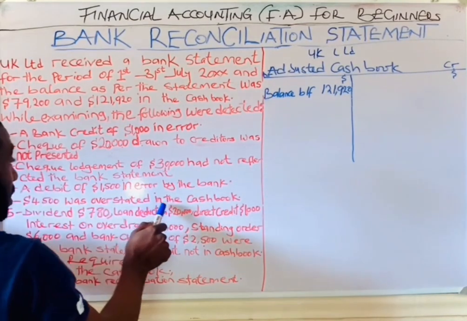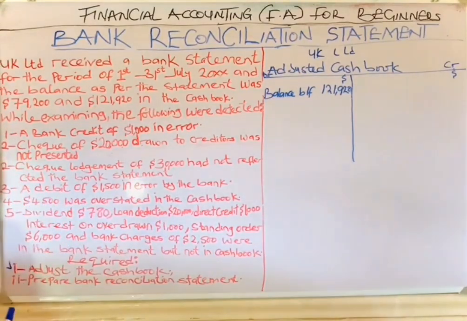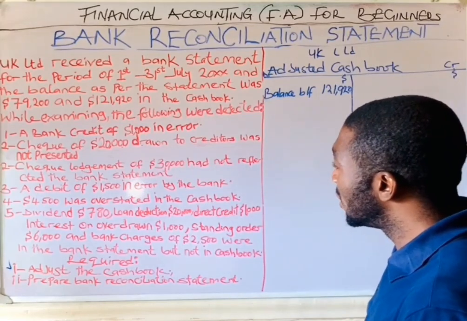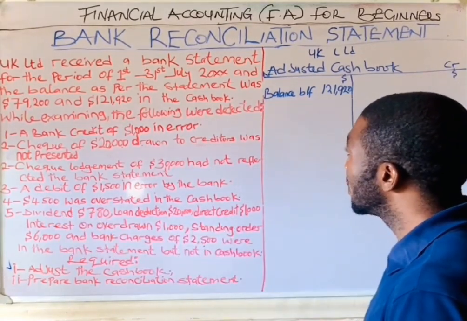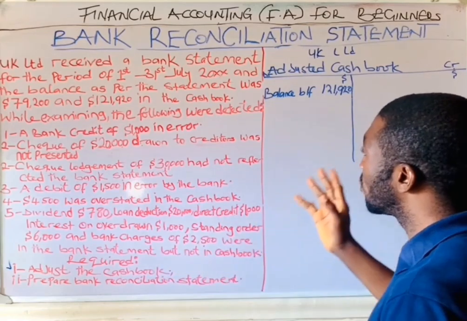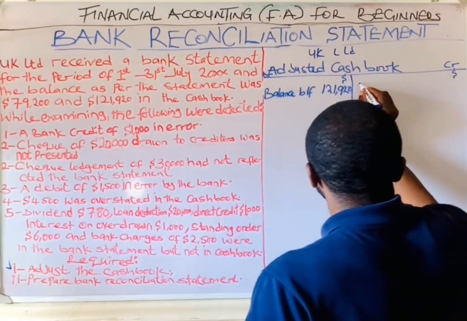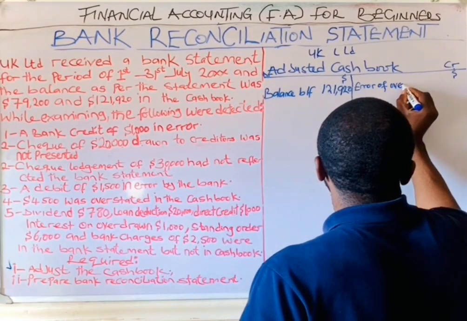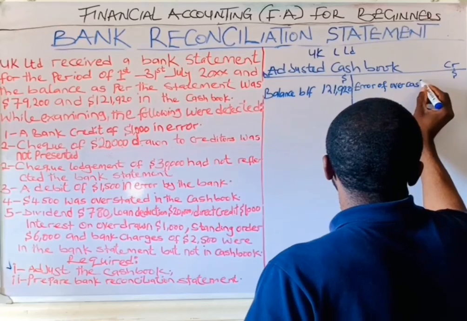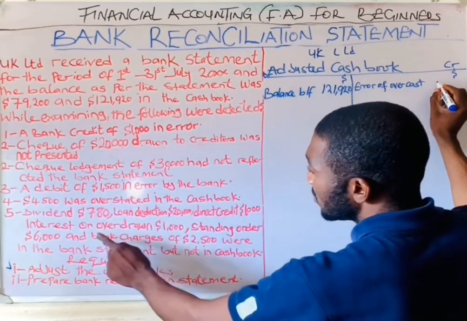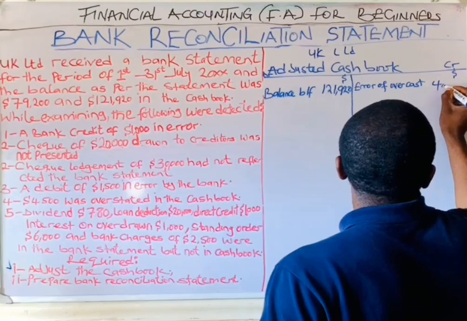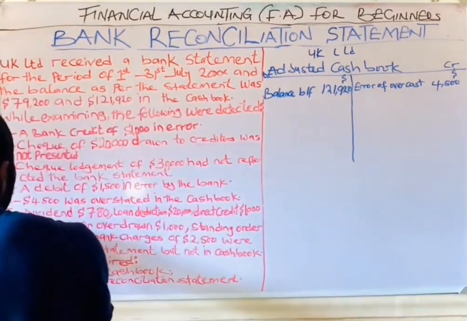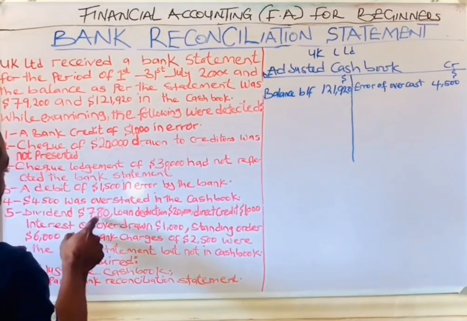$4,500 was overstated in the cash book. This is a cash book error. So the balance in our cash book was overstated by $4,500. Since we have overstated our balance, we'll come and reduce it. So the error of overcast or overstated is $4,500. Simple as that.